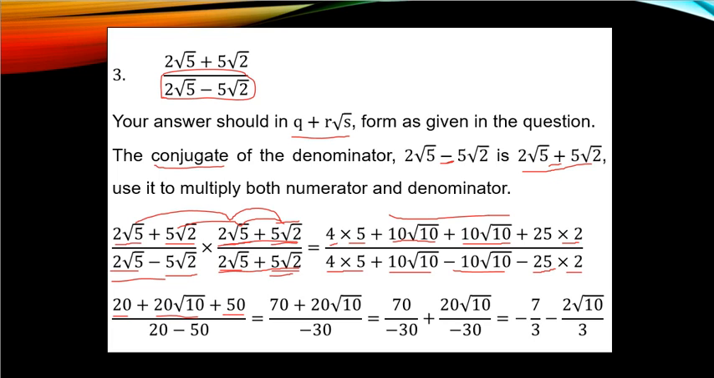In the denominator, 4 times 5 is 20, plus 10 root 10 minus 10 root 10 is 0, followed by minus 25 times 2, which is 50. If you add the constants in the numerator, you have 70 plus 20 root 10. If you subtract in the denominator, you have minus 30.